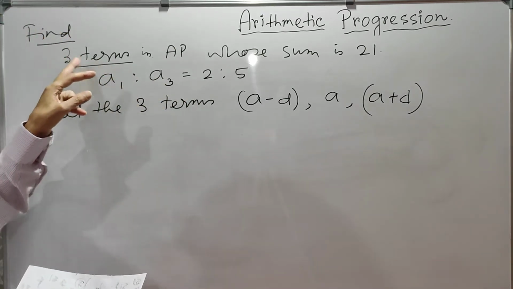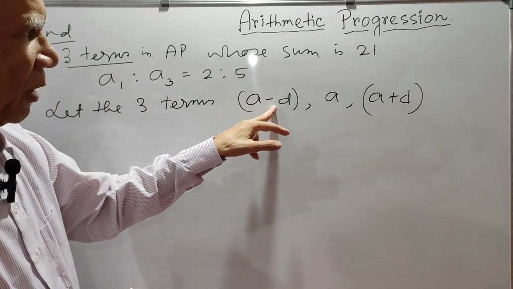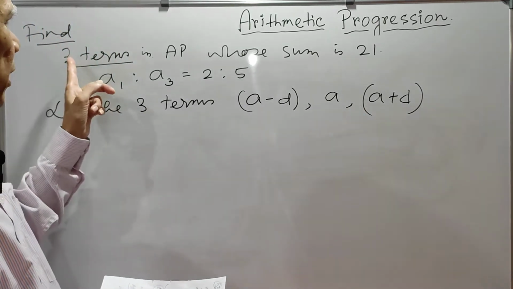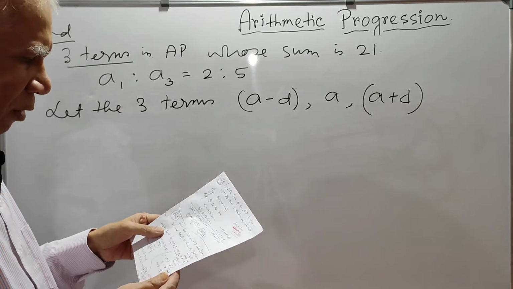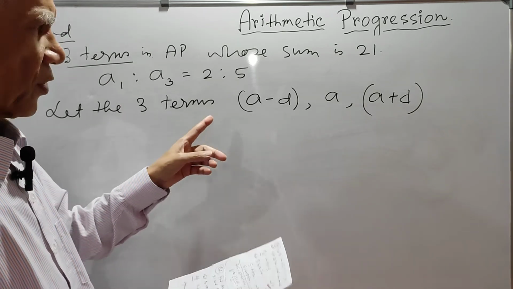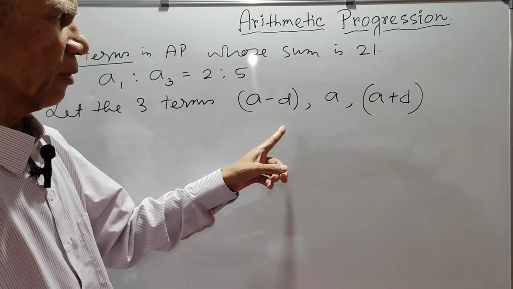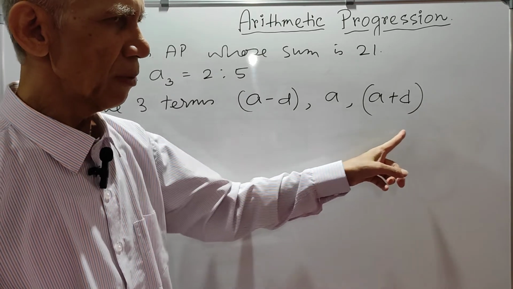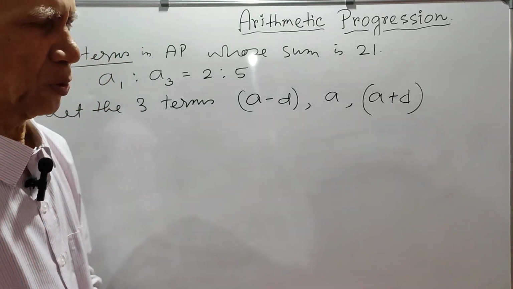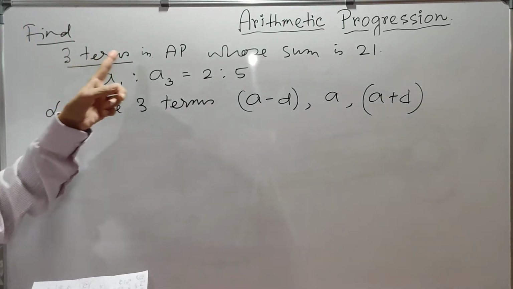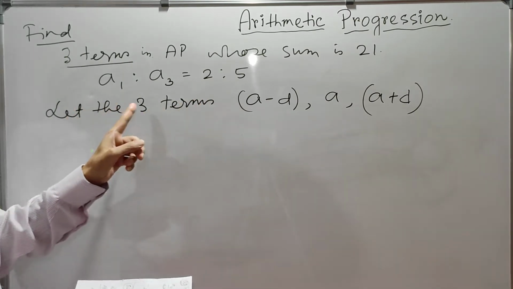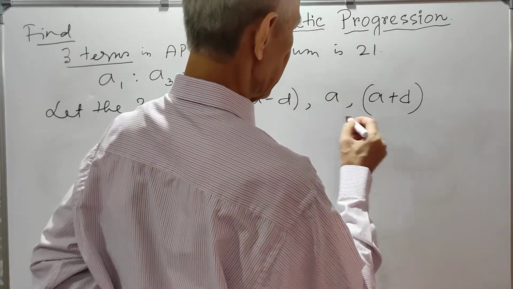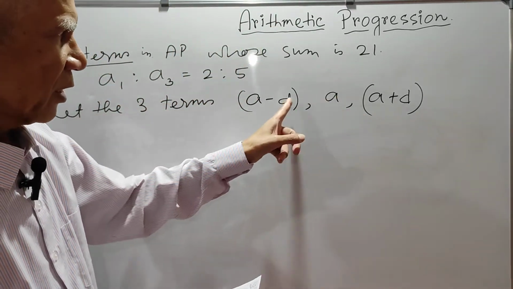So when you are to find three terms in AP, you assume first term A minus D, second term A, third term A plus D. Similarly, when you have to find four terms in AP, you assume the first term A minus 3D, second term A minus D, third term A plus D, fourth term A plus 3D. So that way there are some rules. We are concerned about three terms in AP. So let us assume the three terms be this, where A is the second term.